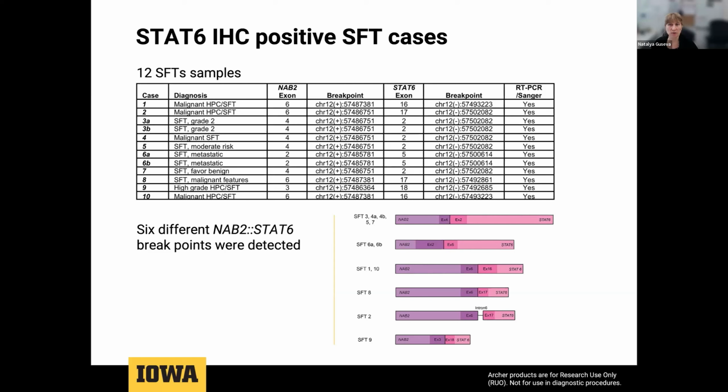We had a small cohort of retrospective SFT samples, which were positive for STAT6 by IHC. In all of these samples, we detected the NAB2-STAT6 gene fusion, and we detected 6 different breakpoints. As described in the literature, despite the small cohort of our samples, we also saw some correlation that shorter isoforms were associated with more aggressive tumors.